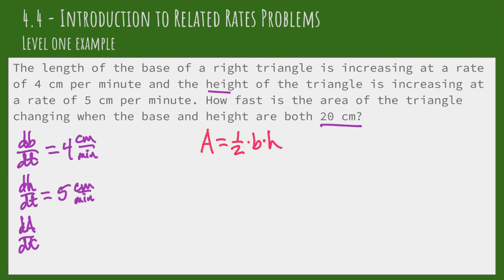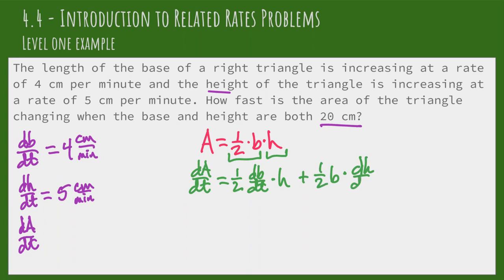And I'm taking the derivative with respect to t. So we get on the left side dA/dt equals, on the right side, we're going to do the product rule. So I'm going to do 1/2 b as the first and h as the second. The derivative of the first, the derivative of 1/2 b, is going to be 1/2, but that's with respect to b. We're taking the derivative with respect to t, so I need to multiply by dB/dt. All right, so that's the derivative of the first times the second, plus the first times the derivative of the second, and the derivative of h with respect to t is going to be dH/dt.